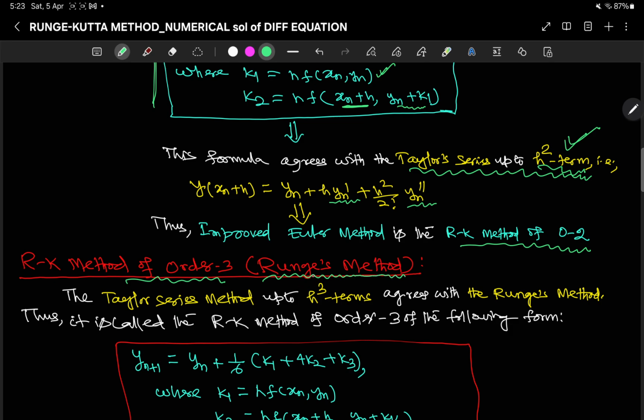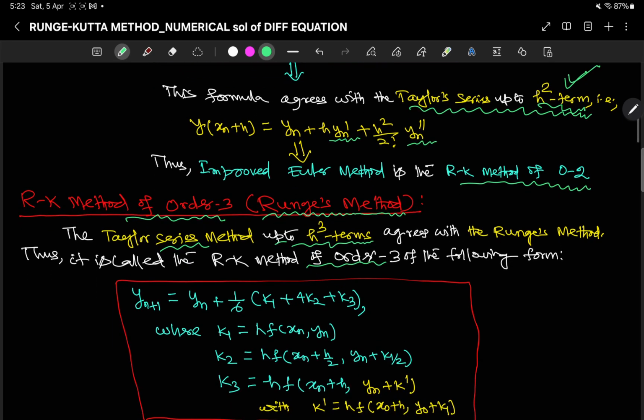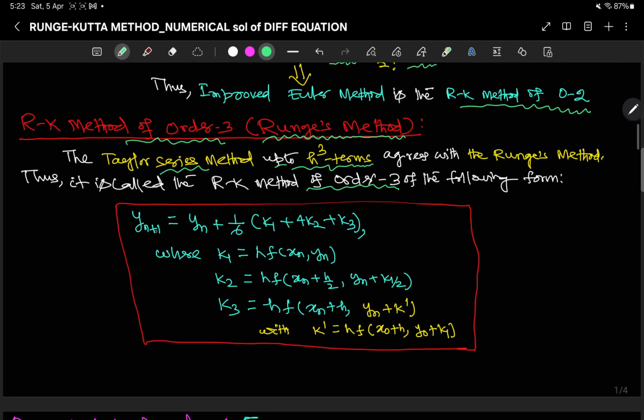So this method is named Runge's method, and it agrees with the Taylor series up to the h to the power 3 term. The formula for the RK method of order 3 is given by this: y_{n+1} is y_n plus 1 by 6. In Euler's method we take the slope at the initial point. In the improved Euler method we take the average slope of the initial and terminal points, and here we are taking the weighted slope, 1 into k1 plus 4 into k2 plus 1 into k3, divided by 6. We are taking the weighted slope, right?